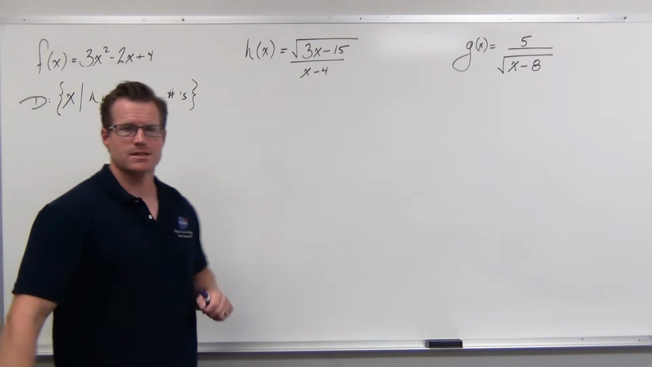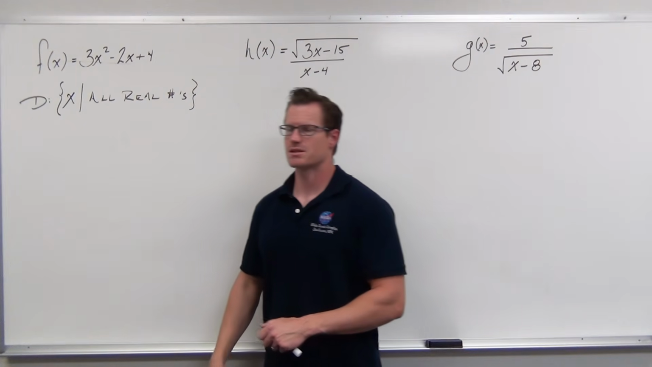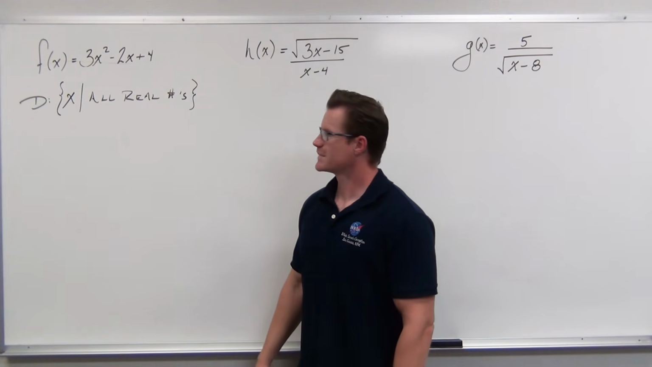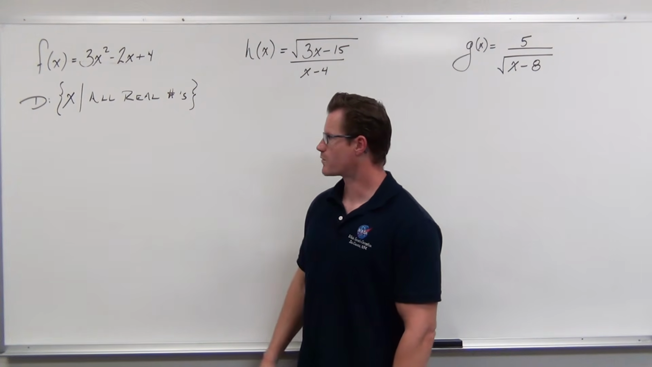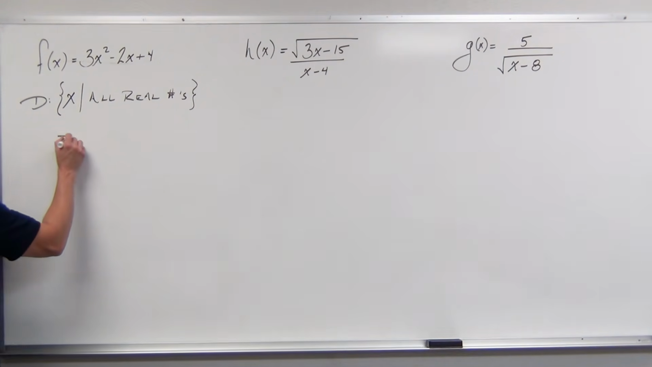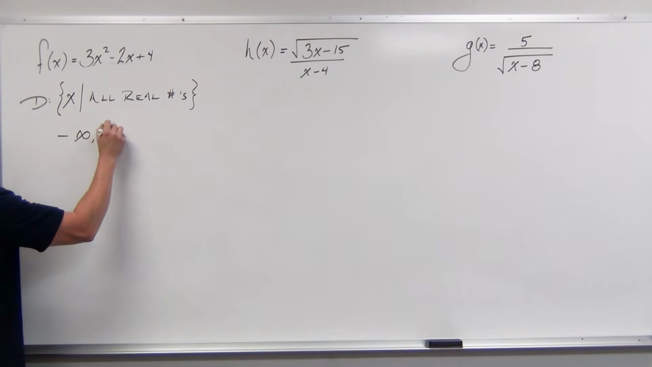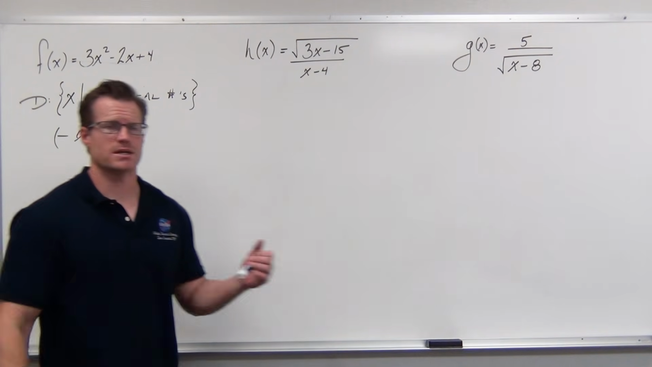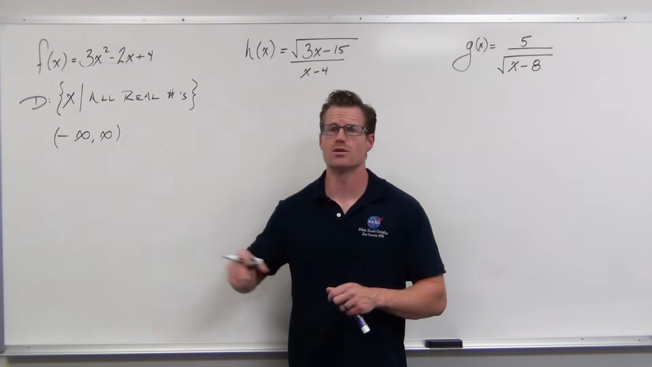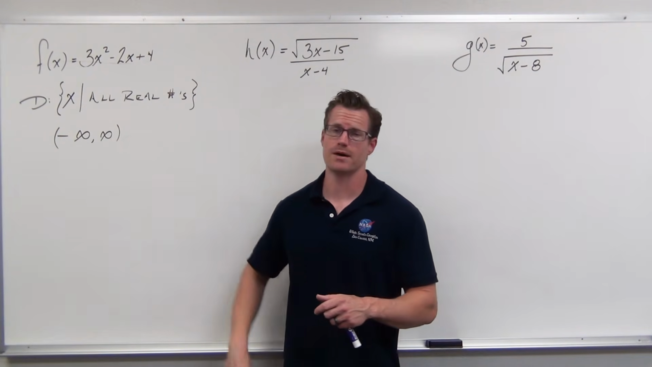We can say x such that x is a real number, or x such that x is all real numbers, or x such that x is, you can use a block letter R for all real numbers. Or we can say interval notation, negative infinity to positive infinity. That's another way that we can say all real numbers. And what that says is plug in anything, you're going to get a real number out. And that's true for that function.